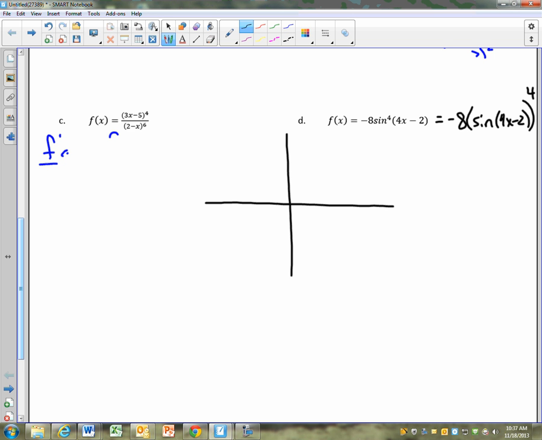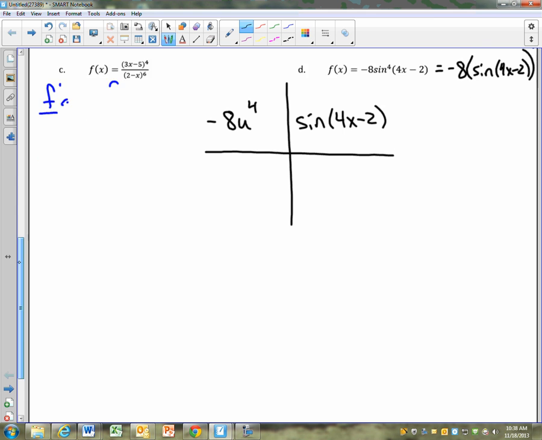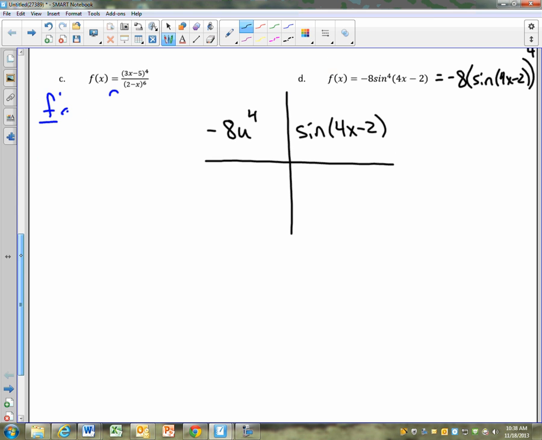What goes on the outside, or what goes on the inside? That goes on the inside, sine of 4x minus 2. Not just u to the 4th, but -8 u to the 4th. What's the derivative of -8 u to the 4th?